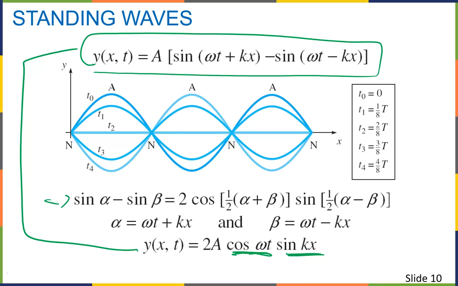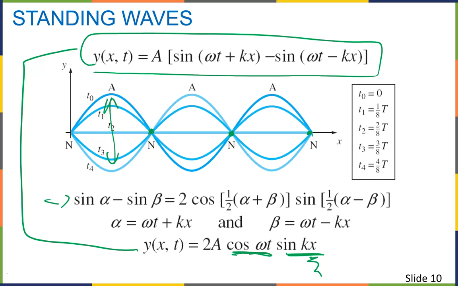And so if kx is equal to an integer multiple of pi, then it's 0 and we get a node. So these are the places where kx is equal to an integer multiple of pi. And then in between, we have it moving up and down. So the nodes are defined by this here, the places where we have no displacement.